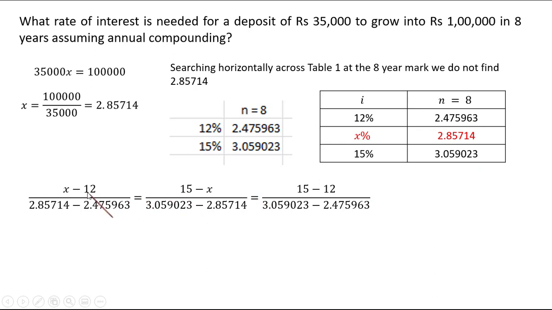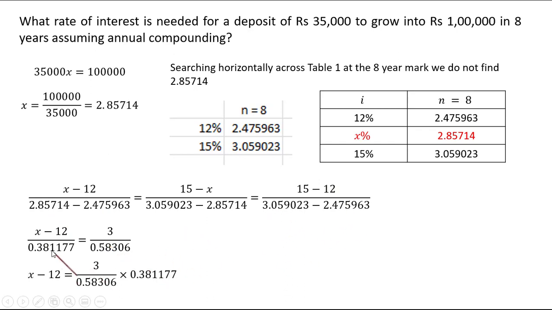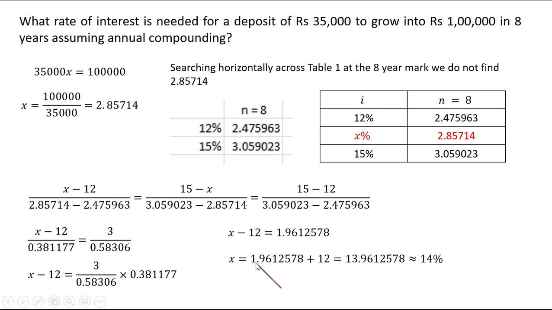So you can see that the first two proportions or ratios have the x term in it, while this particular proportion does not have any x term in it. So what are we going to do? We're going to take the first one and the last one. So x minus 12 is as it is. We subtract these two to get 0.38. 15 minus 12 is 3. And we subtract these two to get 0.58. And then we take this 0.38 and cross multiply over here. And on solving these numbers, we get 1.96. Minus 12 goes on the other side to get plus 12. 12 plus 1.96 is 13.96. So this x percent is 14% approximately.